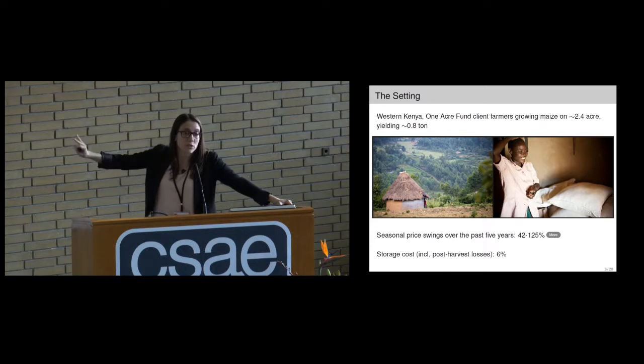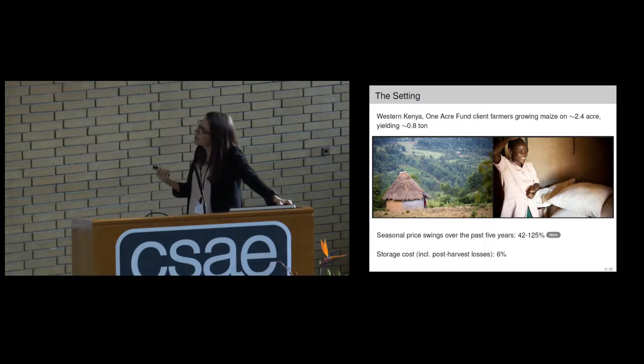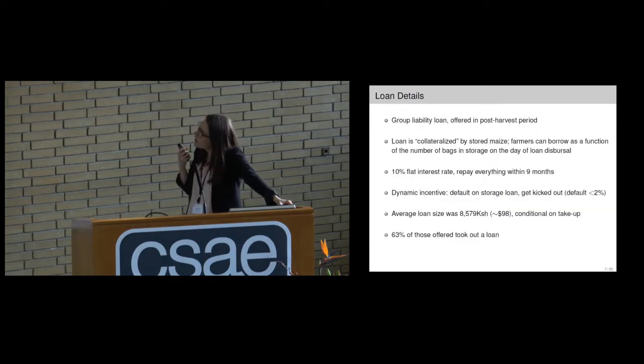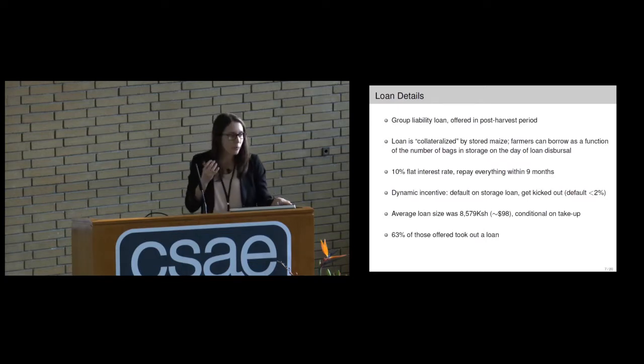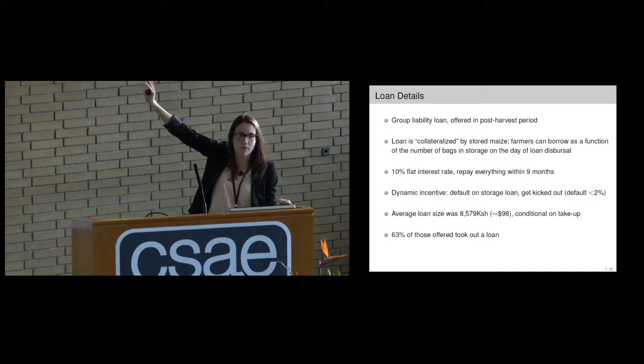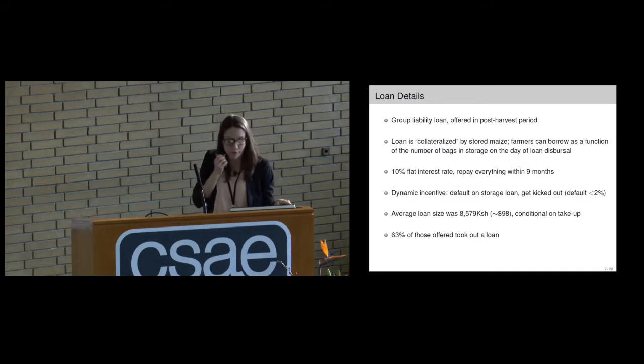Okay, so it seems that there's a large opportunity here for arbitrage. And again, farmers say the reason they're not arbitraging is because of these credit constraints. So we're going to offer them a loan to try to alleviate these credit constraints. A few more details on this loan. The loan is a group liability loan, and it's offered in this post-harvest period. There's actually some randomized timing of when we offer it exactly that I'm happy to chat about if people are interested.